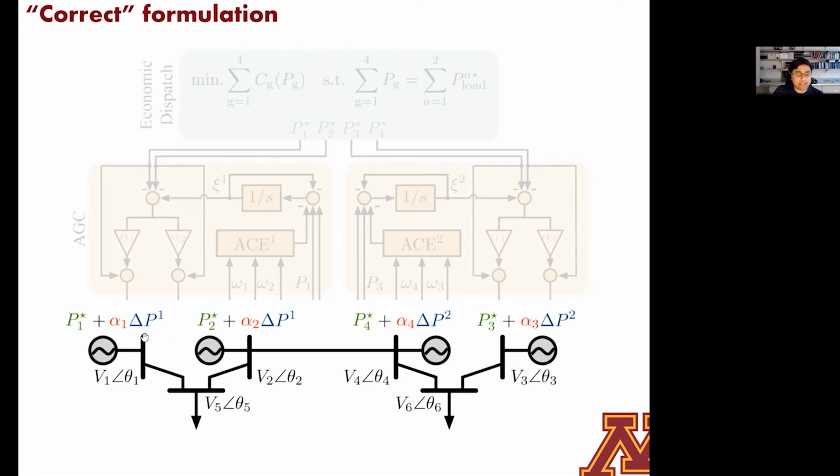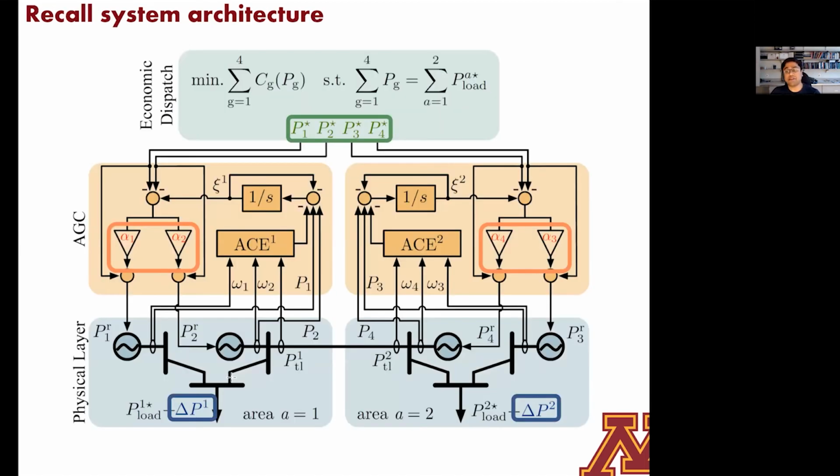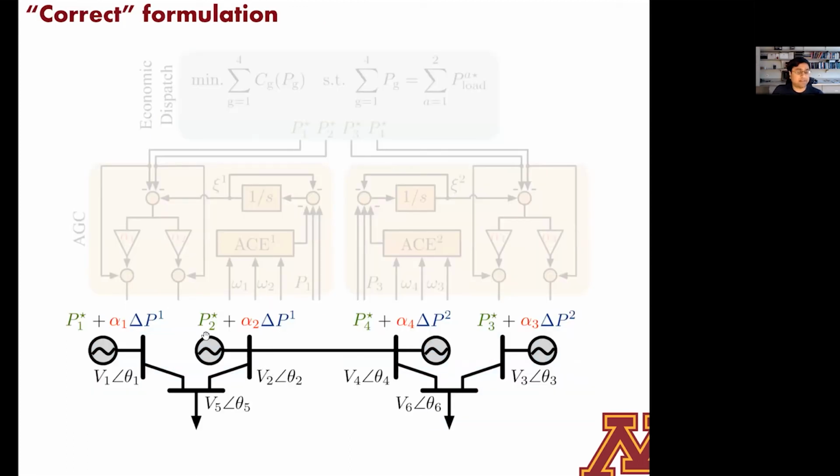And now you see that generators 1 and 2 belong to one particular control area, and generators 3 and 4 belong to the other control area. So the net load imbalance that generators 1 and 2 are picking up is just the net load and the losses that were not acknowledged in that particular area. So that's this superscript right here. And likewise for generators 3 and 4, the superscript here signifies that it's the net load imbalance for that particular area.